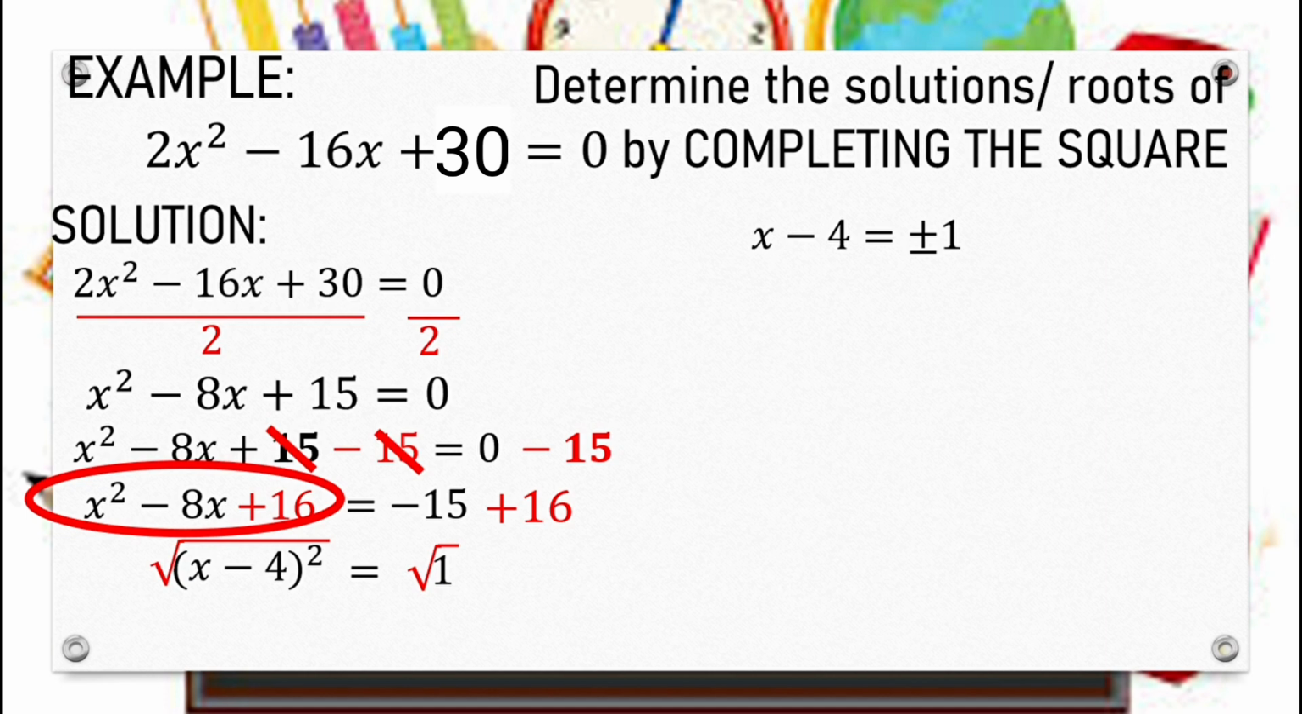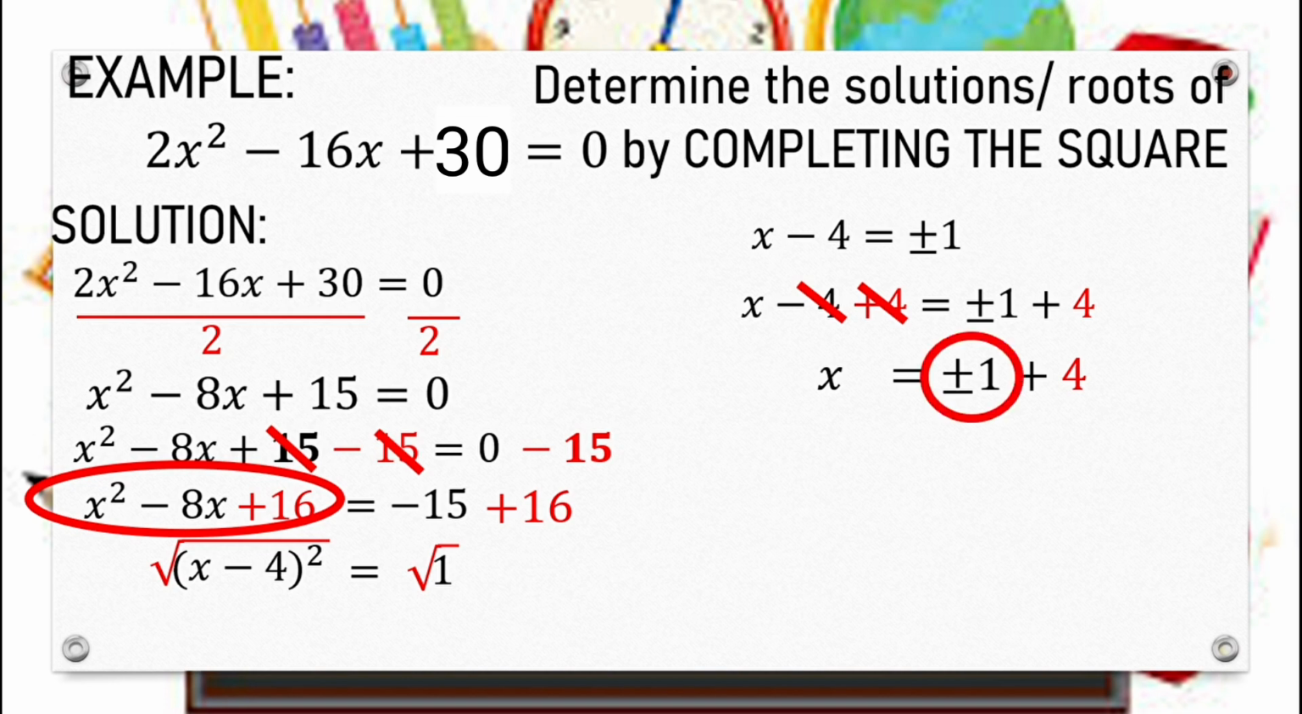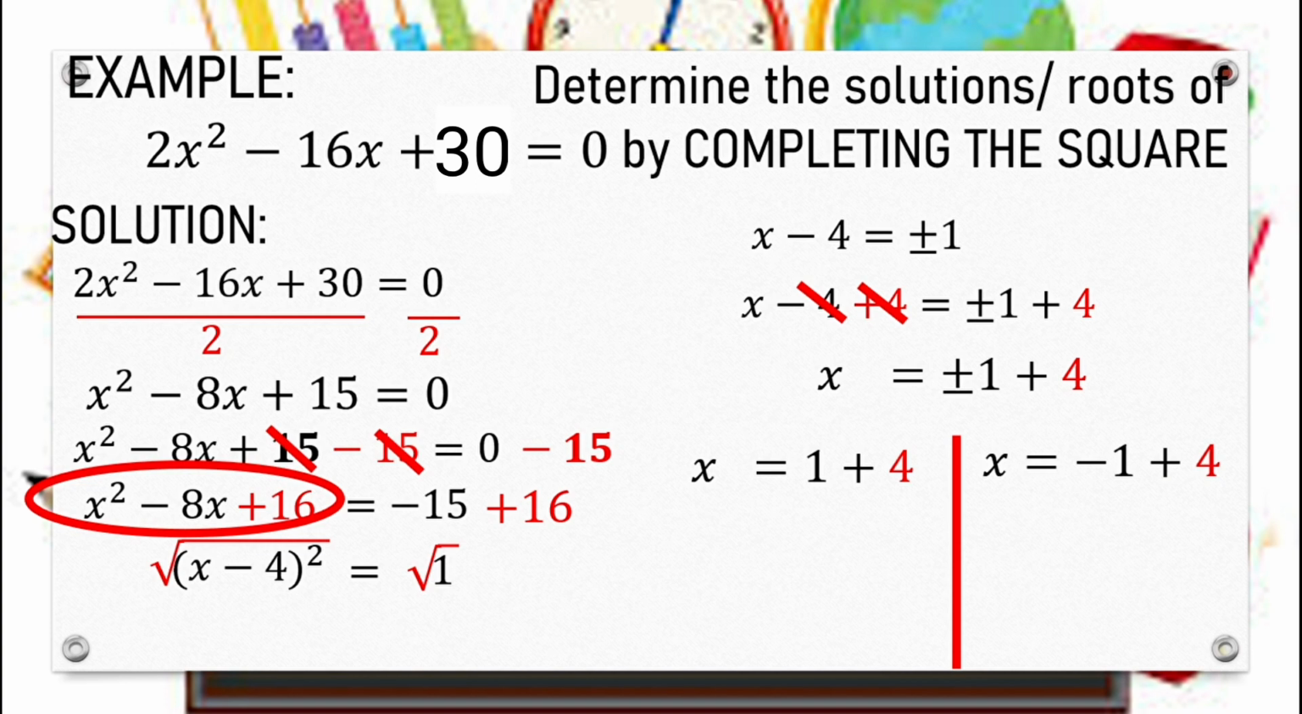Then, we will transpose negative 4 to the right side of our equation using addition property of equality. This leads us to x is equal to positive negative 1 plus 4. Here, we need to separate positive and negative 1 into two possible linear equations. This leads us to x is equal to 1 plus 4 and x is equal to negative 1 plus 4.